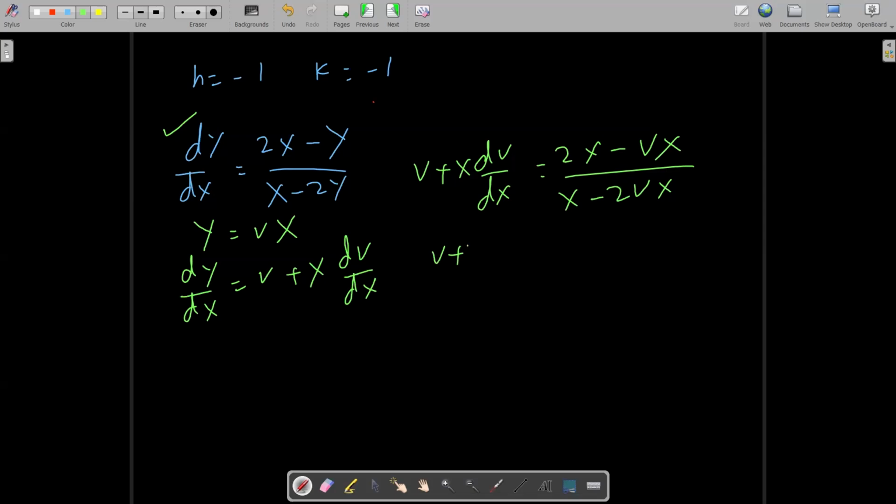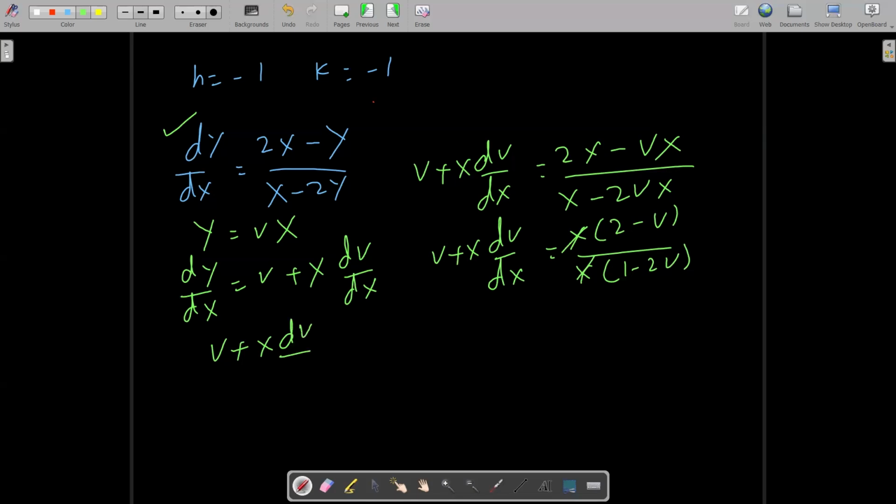So v plus x dv over dx equals, you can factor out x on the top. It's going to be 2 minus v over x times 1 minus 2v, right? Will we cancel off? Yes. It's going to be v plus x dv over dx equals 2 minus v over 1 minus 2v. You got it? Yeah. Sounds good. Now this is our differential equation in terms of x and v.